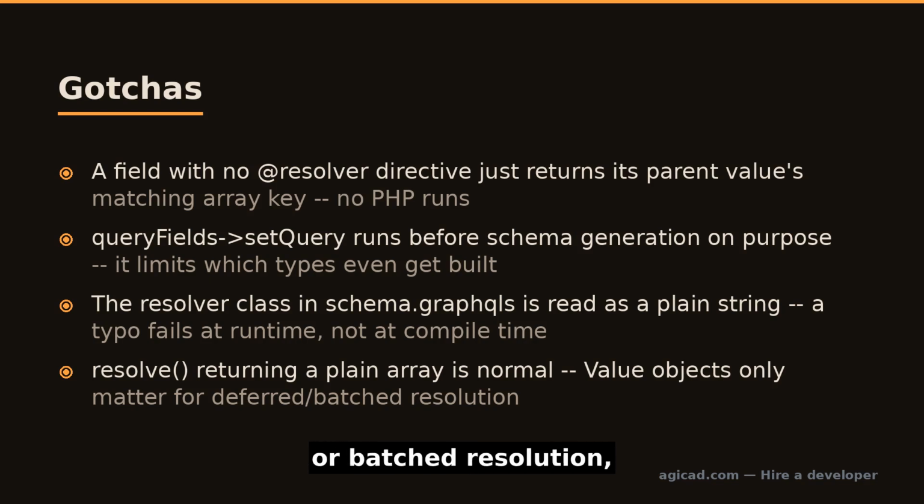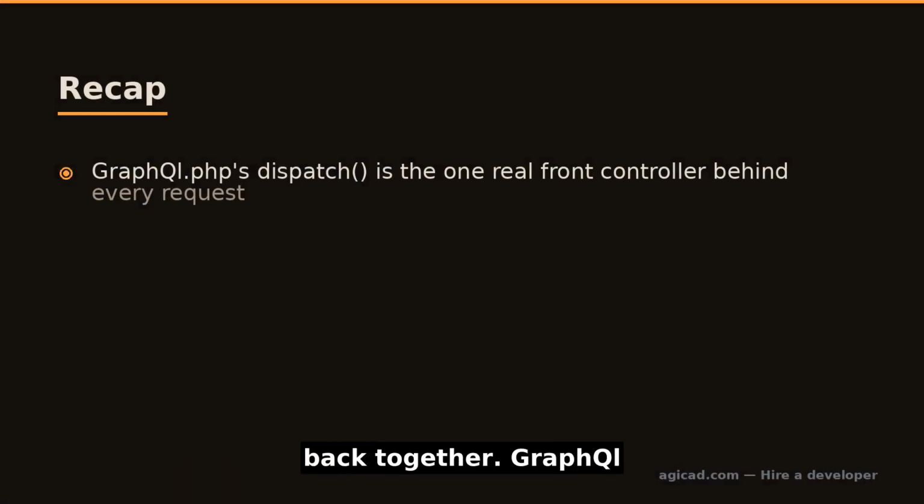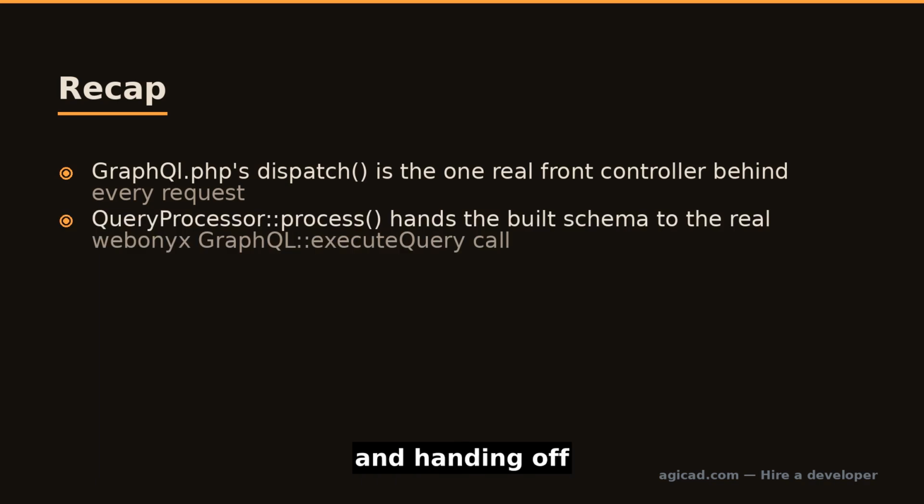Let's pull this back together. GraphQL.php's dispatch method is the single real front controller every GraphQL request runs through, parsing the query and handing off to the processor. QueryProcessor's process method hands the fully built schema straight to the real webonyx GraphQL library's own executeQuery call. Magento assembles the pieces, the library walks the query.